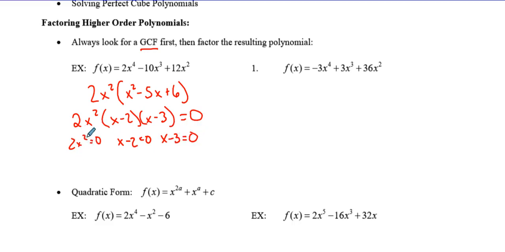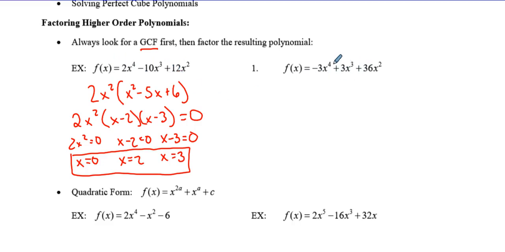So for 2x squared, divide by 2, take the square root, and you get x equals 0. Add 2 to both sides, you get x equals 2. Add 3 to both sides, you get x equals 3. So my roots, my solutions, my zeros are 0, 2, and 3. So that is solved by factoring out the GCF.